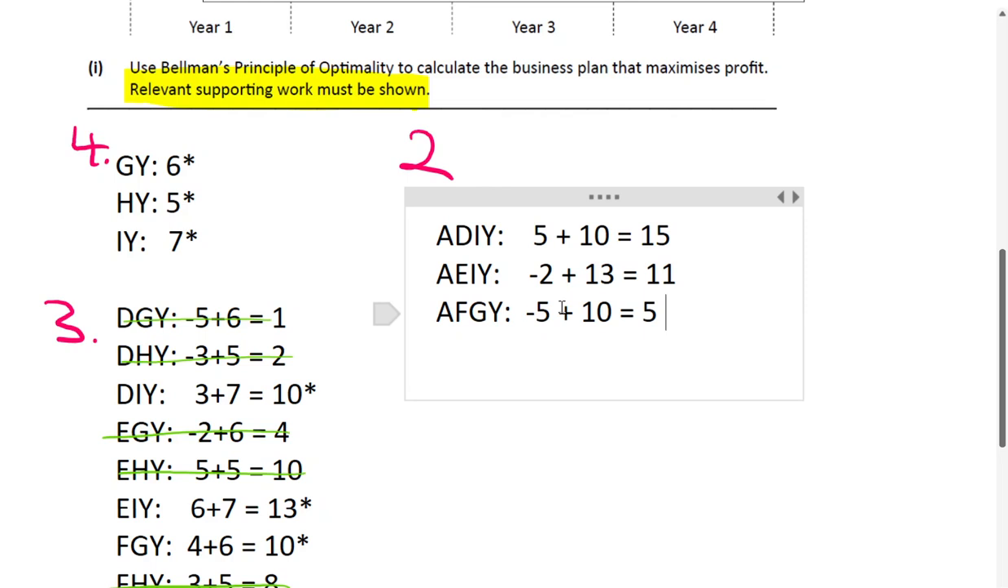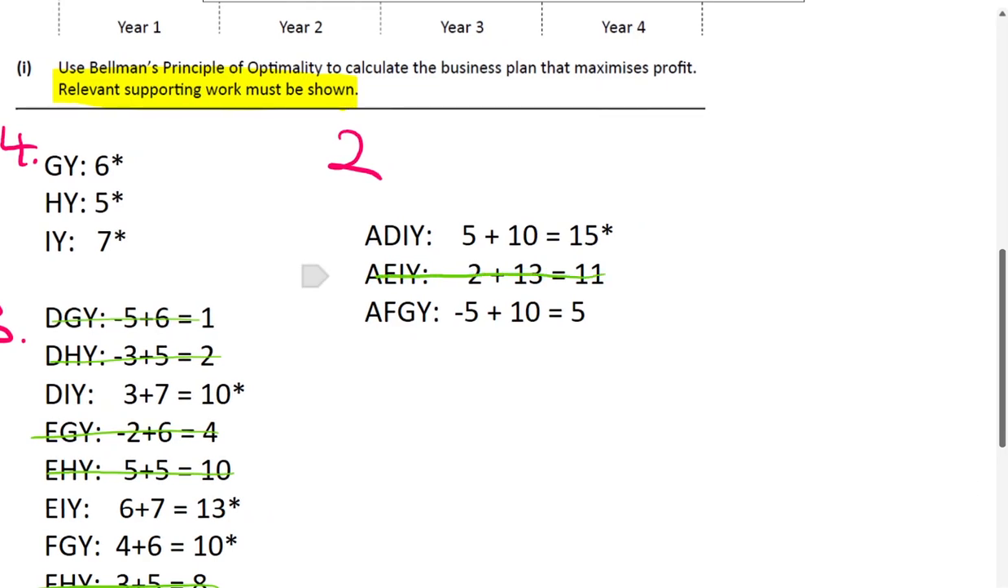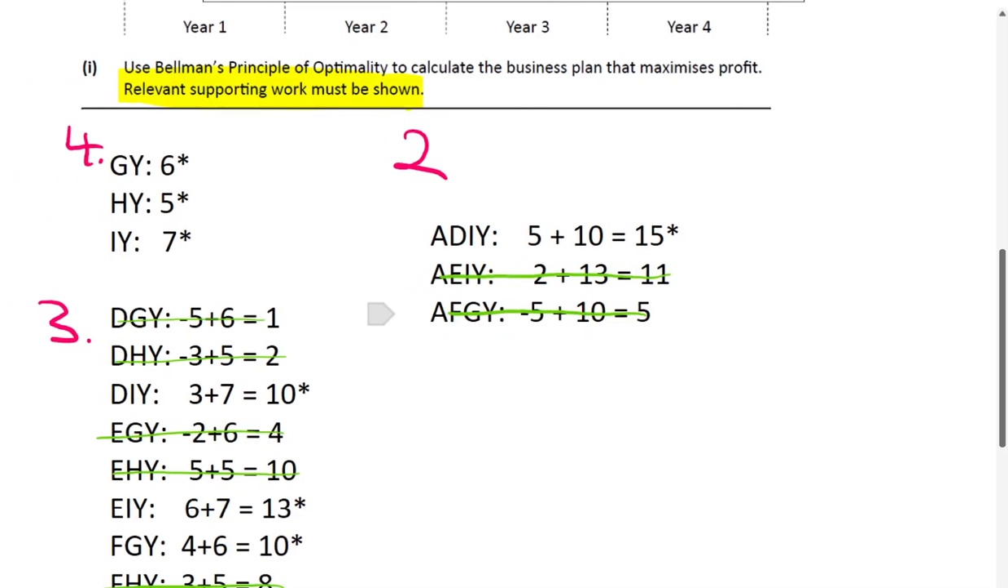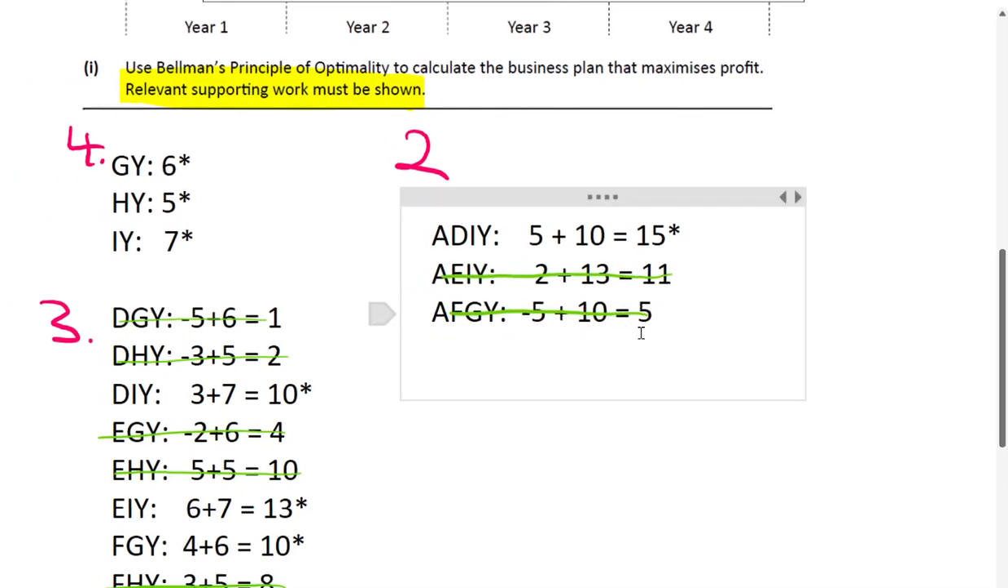And what that tells us is, I just want to make sure my calculations are correct here. Yeah, ADIY is our optimal path, and the other two are not optimal. So we'll just put a line through those just so I don't forget about them. Has the thing crashed? No, it hasn't. Okay, cool, so that's that.